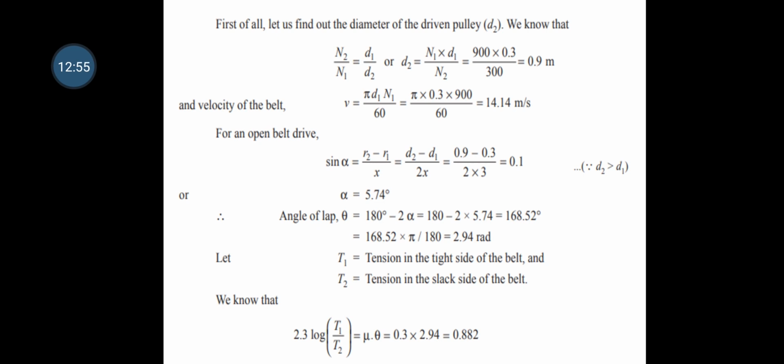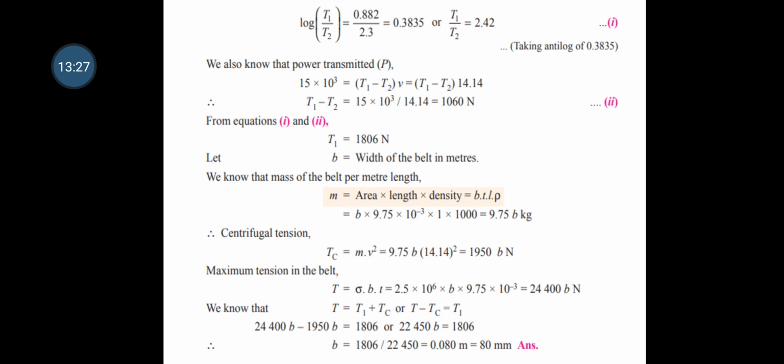So alpha value is equal to 5.74 degree, and the angle of lap theta is equal to 180 degree minus 2 alpha. So theta is equal to 2.94 radians. Let T1 and T2 be the tension in the tight and the slack side respectively. We know that 2.3 log of T1 divided by T2 is equal to mu theta. By solving these known values, we get T1 by T2 is equal to 2.42, that is equation number 1.